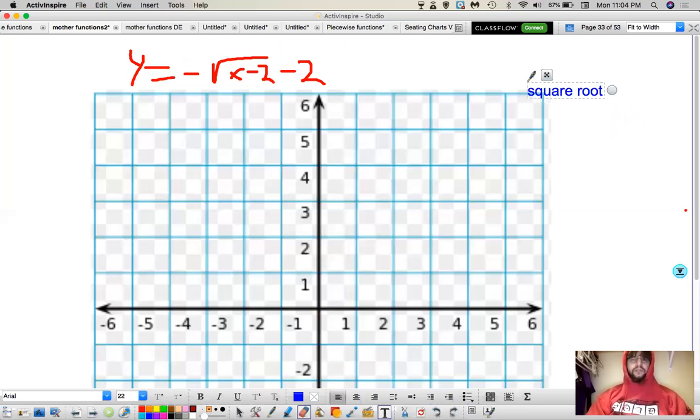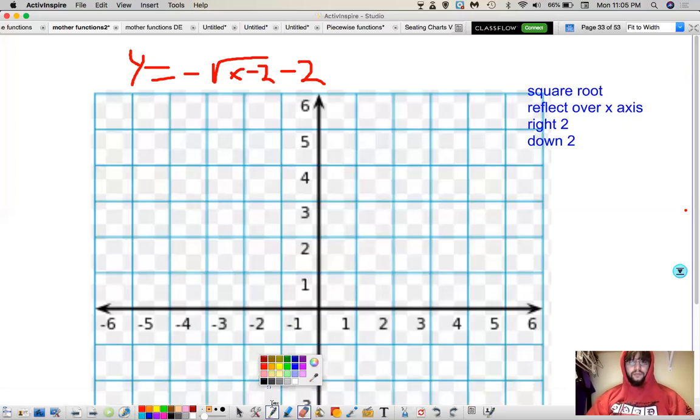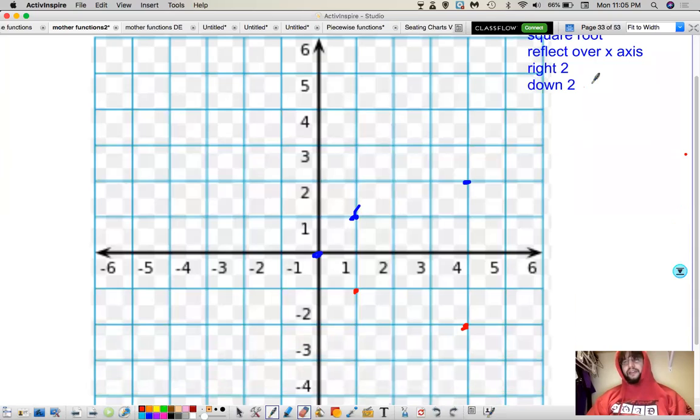Square root. Reflect over, oh, again, the x-axis. Should have done that one. X is right 2, down 2. Let's do it. Well, no, yeah, no. Boom, boom, and boom. X-axis, let's go. Boom and boom. Right 2, down 2. Not R2D2. But if you see, you could abbreviate that. R2, D2. Ha ha ha ha ha.